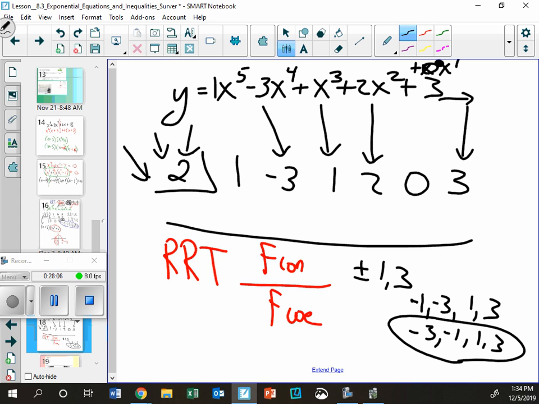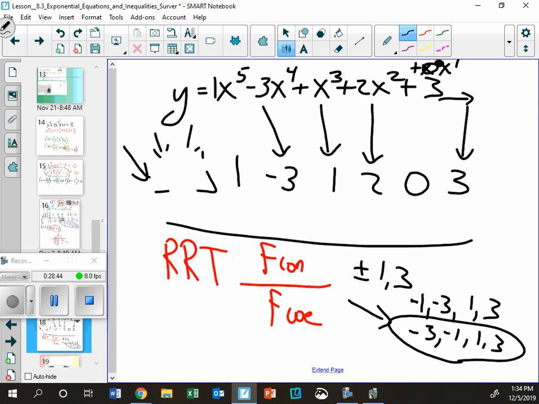Okay. Read me problem 2. Do you want to test them all with synthetic? I personally wouldn't, because there's 4 of them. What could you do to find out which one works? Hint, use a piece of technology on your desk. Graph it. Once you graph it, you'll see which one touches. And it's not 2. I guarantee it, because it's not on the list.